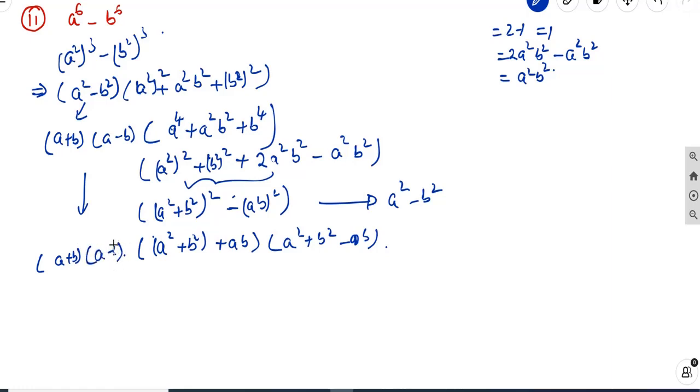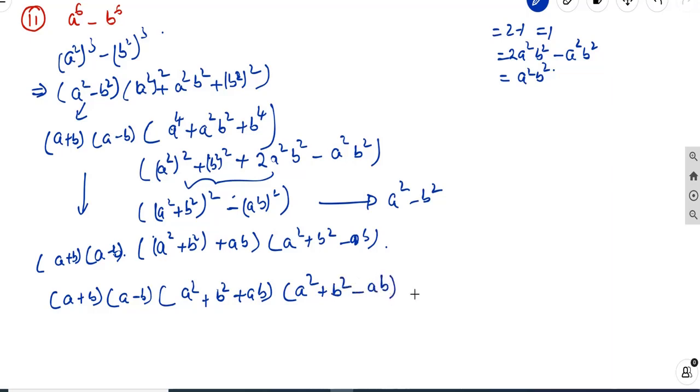So we'll write one more step down: it is a plus b, open the bracket, a minus b. So it is a square plus b square plus ab, open the bracket, a square plus b square minus ab. So this is the answer, or you can call it the solution, for problem number 11. We'll go for the next problem.